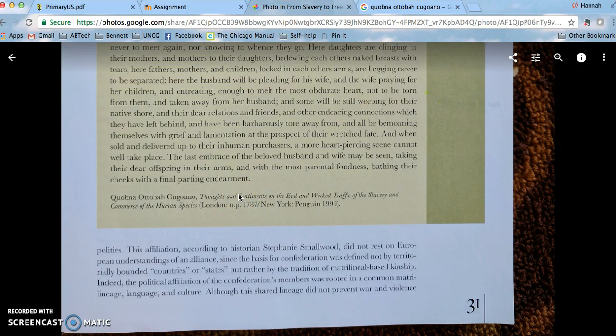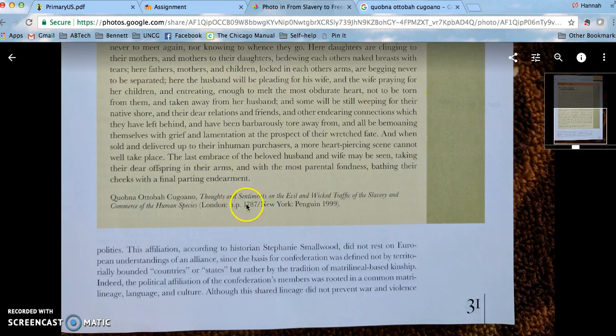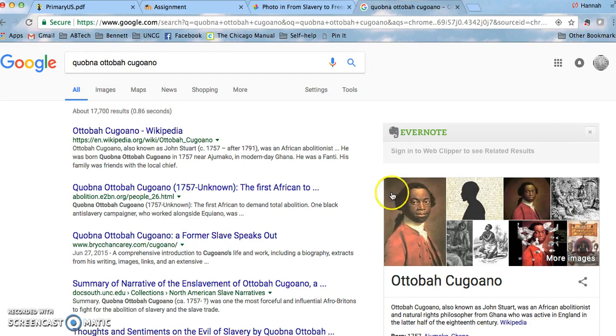Another way that you could know that this was created during this time period, so created in the 1780s during the time of the slave trade, is just look up the author real quick. I just Googled the author here, and you'll see right away that this person was living during this time frame, so he could not possibly have been creating a document in 1999. So that's the easiest and simplest way to know that this is a primary source. It was created during the time that we are studying.